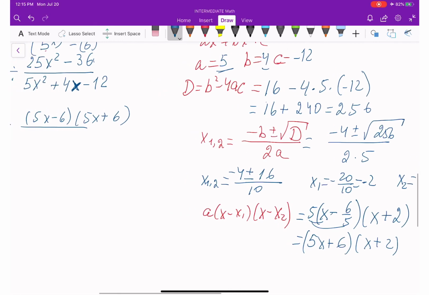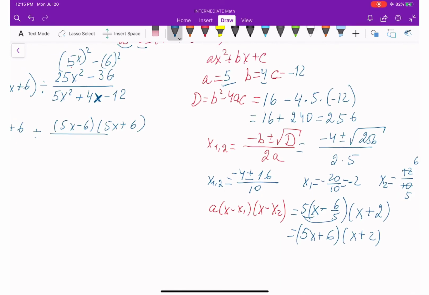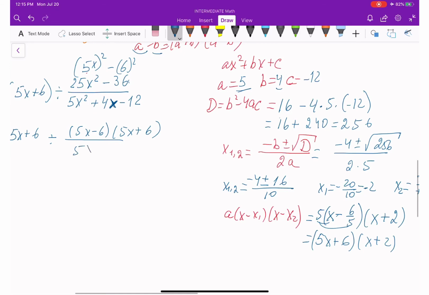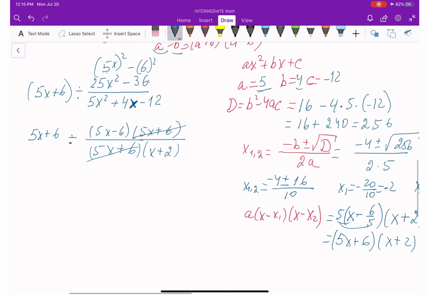Okay, moving over. 5x plus 6 and x plus 2. All right, one thing we can do right away before even we go through division. 5x plus 6 here is cancelling with 5x plus 6. All right, now let's do division.